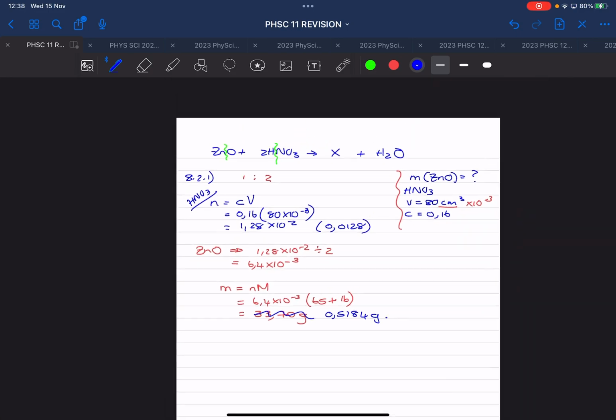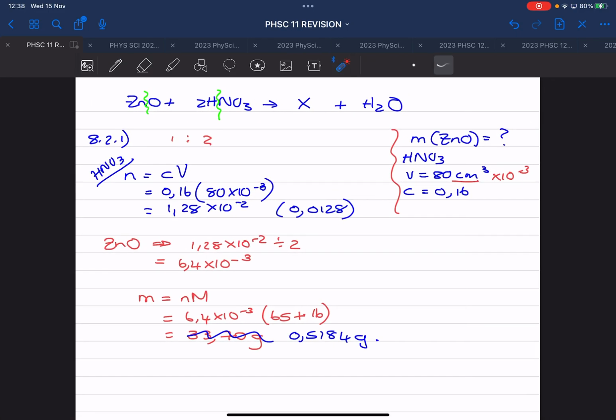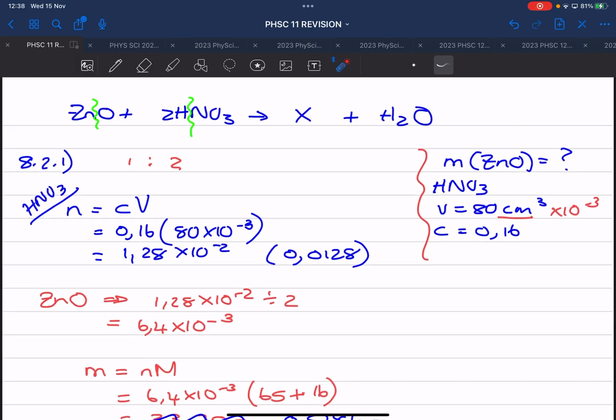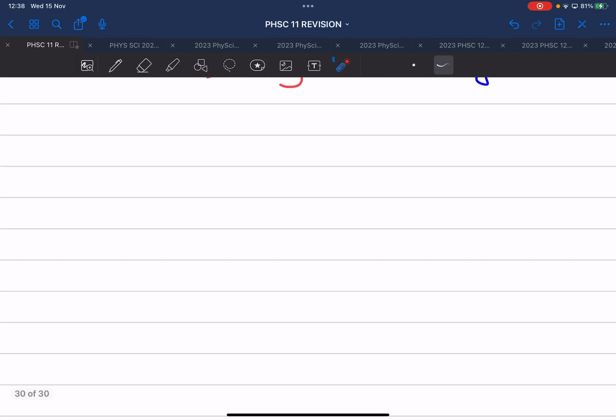Okay. So we have zinc oxide with nitric acid. This is positive, this is negative. Positive, negative, so the negatives and positives are going to exchange. You can already see that will give you water. So you're left with the zinc and the nitrate ion.